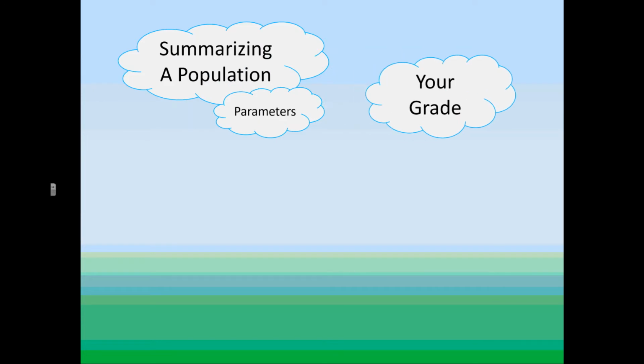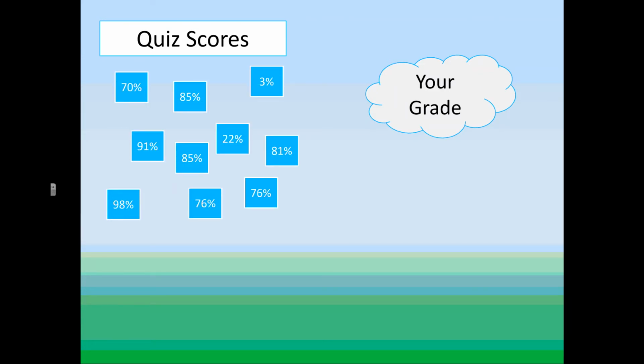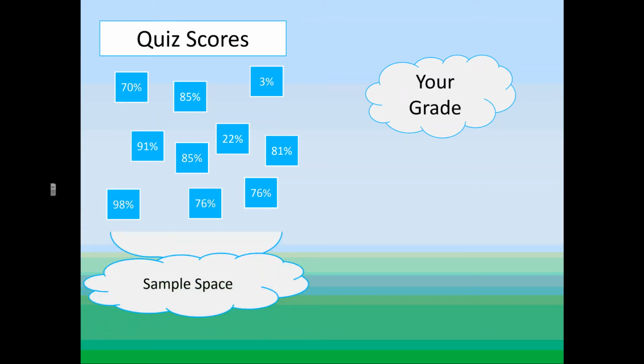This is where your grade comes from. So let's take your quiz scores. Say these are your quiz scores. We've got a nice population. This is the population of your quiz scores, and that would be our sample space. So some weeks you do pretty well, some weeks not so well. These are your quiz scores. These are all the quiz scores that exist. So this would be the population of your quiz scores, your sample space.